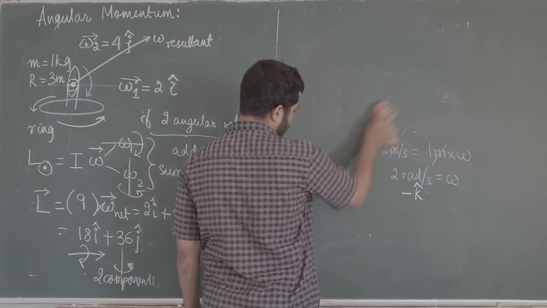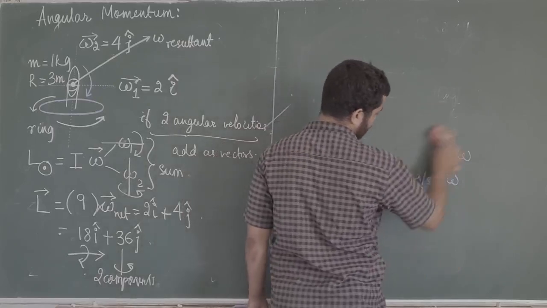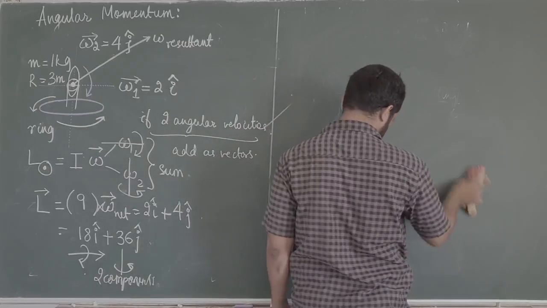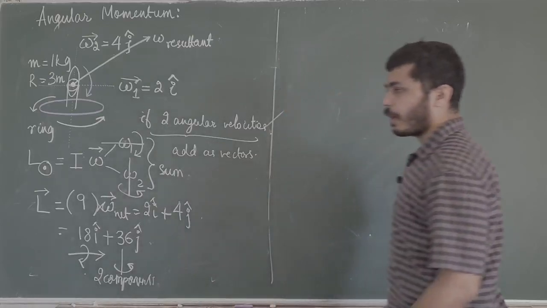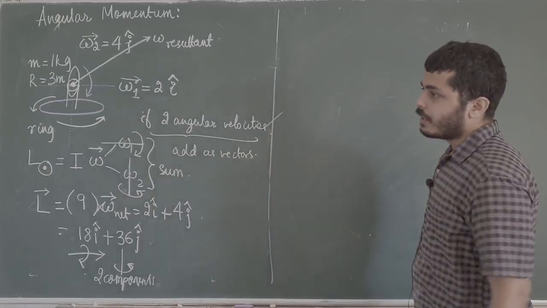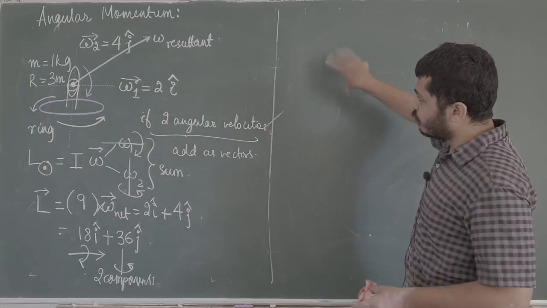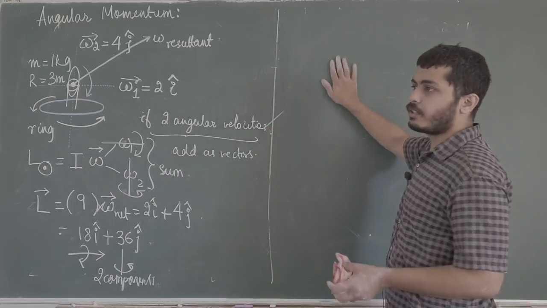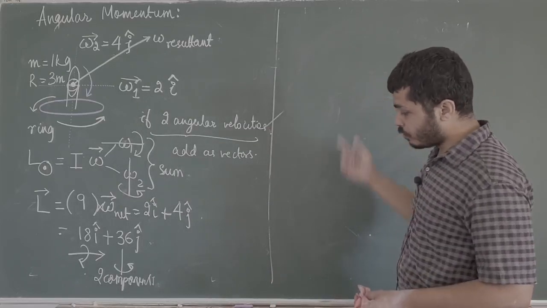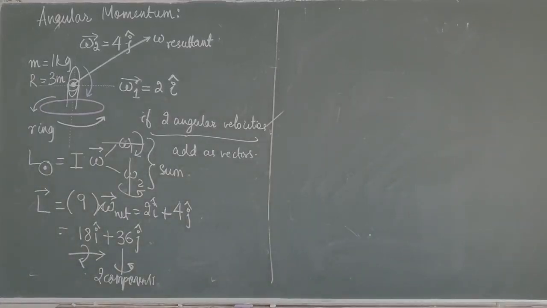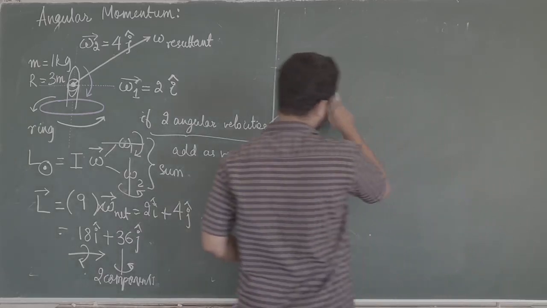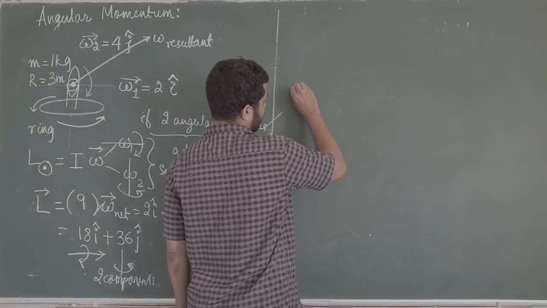I showed you very simple cases where an object is simply moving and there is a position vector. I also showed you a case where an object is simply rotating. Then I showed you a case where an object is moving and rotating, but you only considered the rotational motion. Now I'm going to show you a case where an object is moving and rotating, and we will consider both kinds of motion.